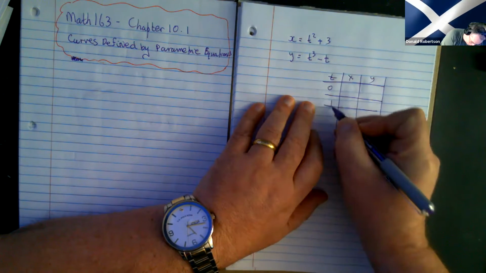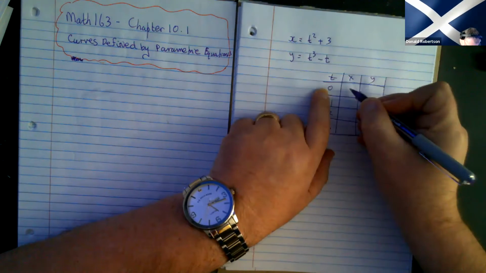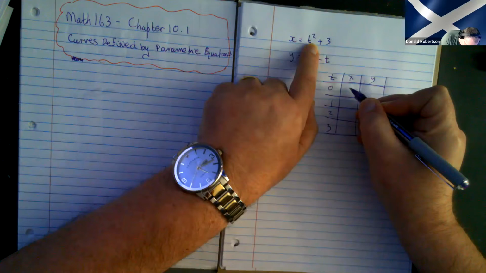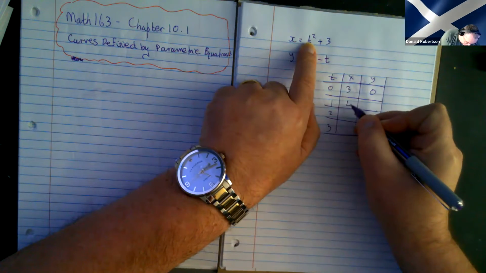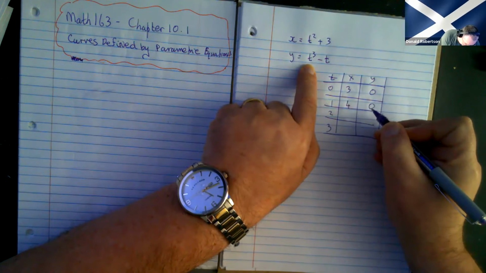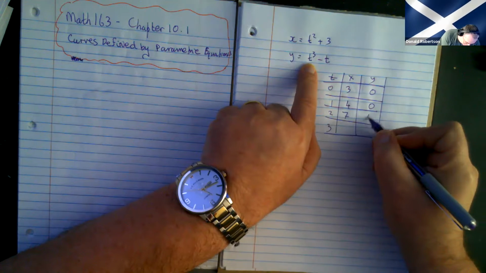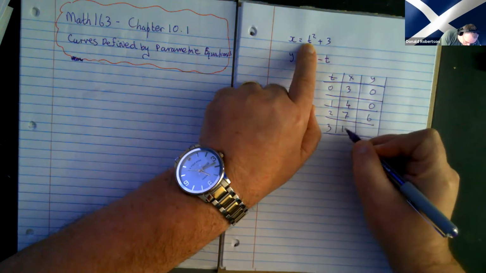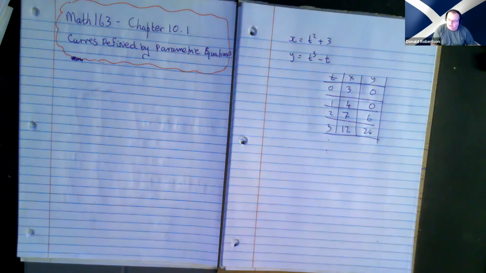So let's suppose I do the first three after 0. When t is 0, this is 3 and this is 0. When you put t equals 1, this is 4, and that's still 0. You put in 2, you get 7 and 6. You put in 3, you get 12 and 24, and so on. Now, these are just snapshots, because 0.5 would have a point, and 1.1 would have a point.